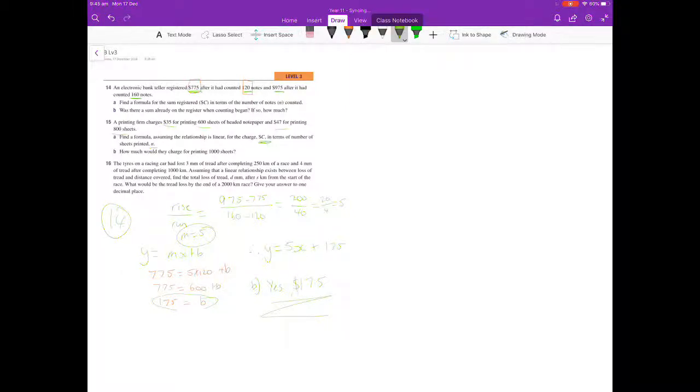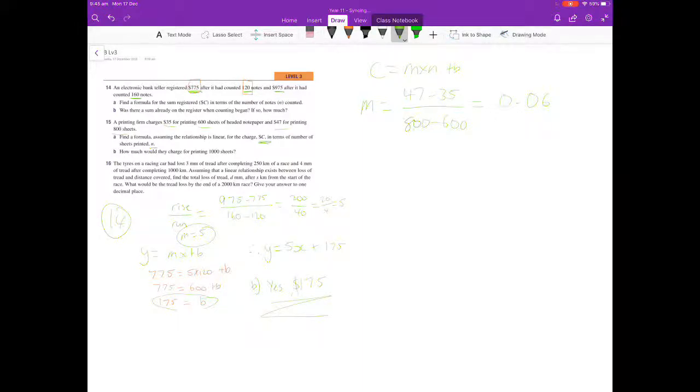We've got $35, 600 sheets, $47, 800 sheets, and we are going in terms of C for N, and I am putting the right ones in for this one for you. Again, finding our gradient first, and we're going to put the C numbers at the top, our costs, because we are going up with those ones. So 47 minus 35, 800 minus 600, chuck in the calculator, and you got your 0.06 as our gradient.